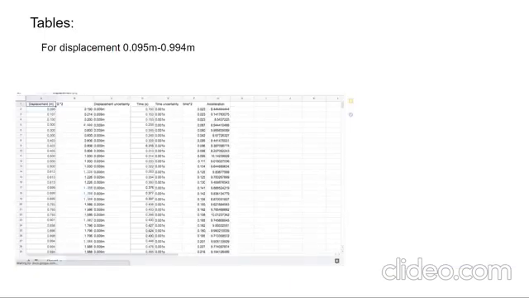This one is for displacements between 0.095 meters to 0.994 meters. Going from columns left to right, we have displacement, displacement times 2, and then the uncertainty that comes with displacement, which is 0.005 meters. And then we have the time it took the metal ball to fall from rest in seconds. We also have the uncertainty for the time, which is 0.001 seconds. Then we have the time squared. Finally, we have the acceleration due to gravity that was calculated.